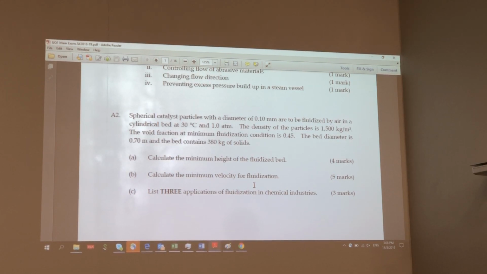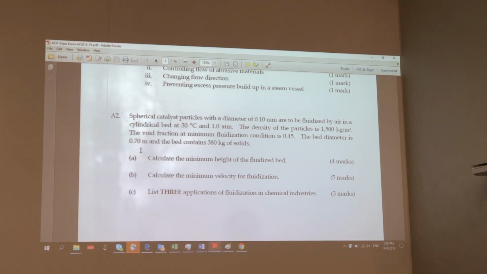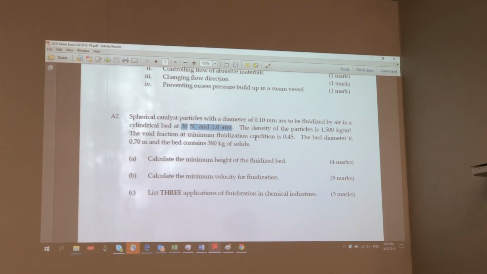Everybody, for A2, this is a typical question for fluidization. So the calculation questions will be more or less similar to this. Please practice. You see here what is given. The diameter of the particle is given. Then the air condition is given. Please take note, you learned that air properties are affected by pressure, right? So now the pressure given is 1 atm.